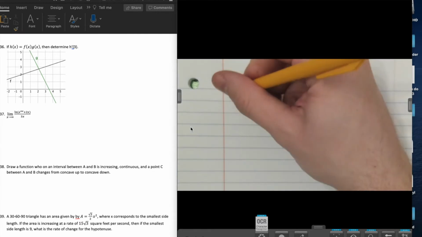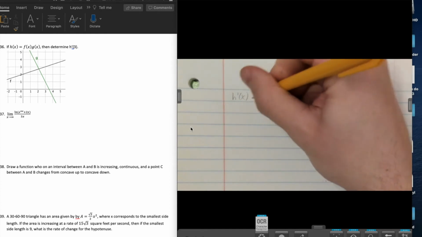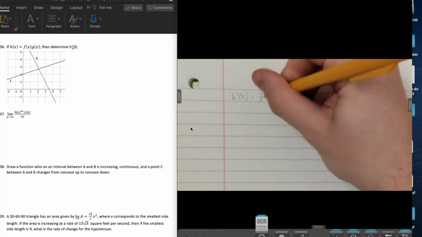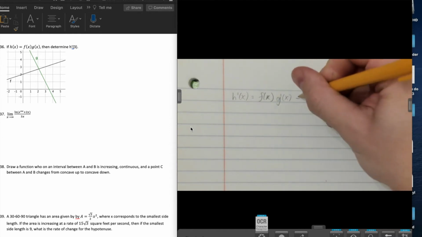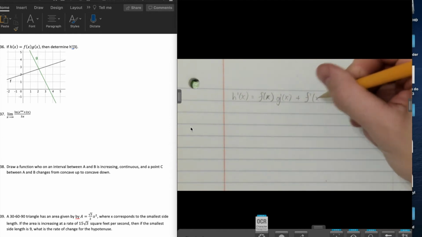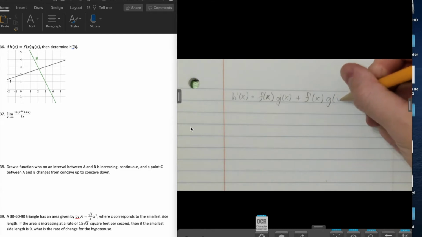All right, so on to 36. And you've seen one like this before where we did a quotient rule having two functions. Now we're doing a product rule with two functions. So the important thing to realize is that h prime is going to be f times g prime plus f prime times g.